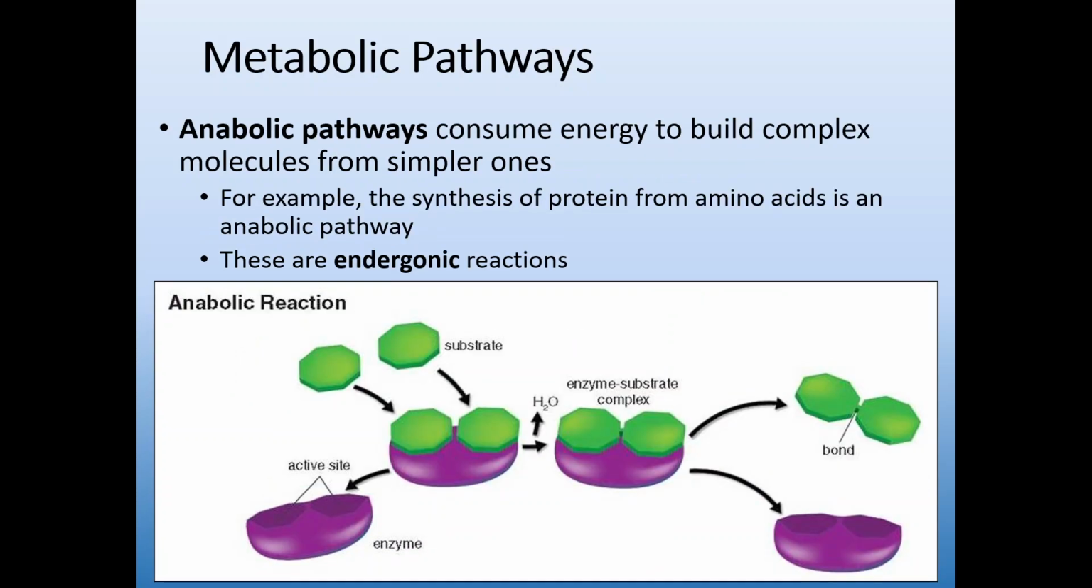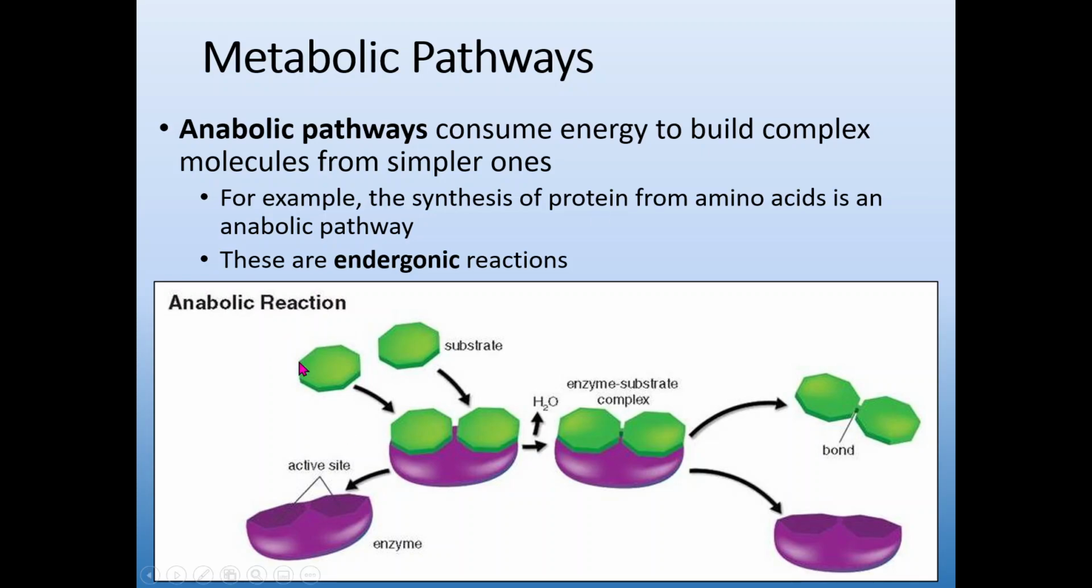The second metabolic pathway is the anabolic pathway. So these are going to be the reverse. We need to consume energy for this reaction to make larger, more complex molecules from smaller, less complex molecules.